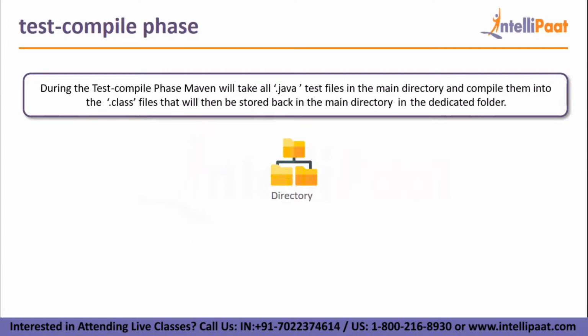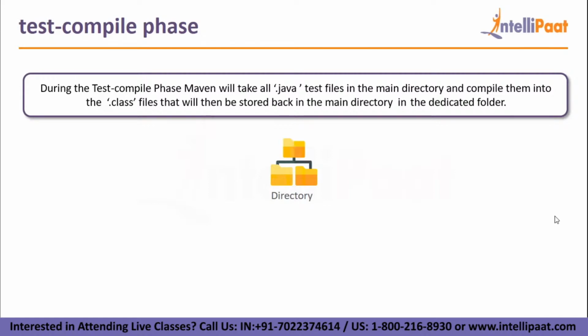Moving on to the next phase, the test compile phase. During the test compile phase, Maven will take all the .java test files in the main directory and compile them into .class files that will then be stored back in the main directory in the dedicated folder.